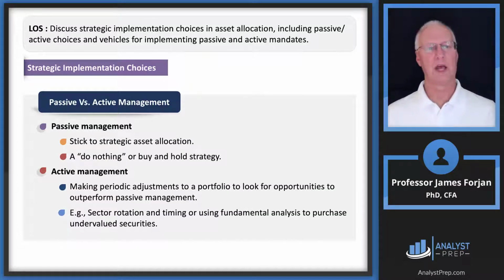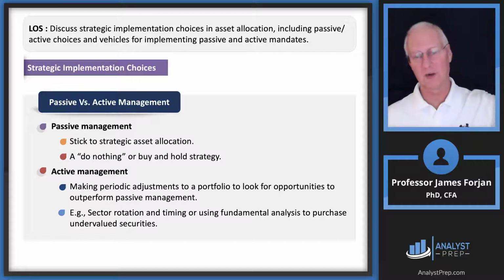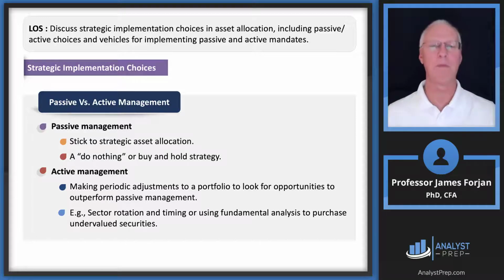All right, we know this slide here, passive versus active management. Stick to a strategic asset allocation. Do nothing or buy and hold strategy. Active management, on the other hand, we're going to make periodic adjustments. What are those periodic adjustments? At least annually, right? We've talked about that before, but maybe if there's a life-changing event or if we're an institution and the surplus increases or decreases, some dramatic change in our model.